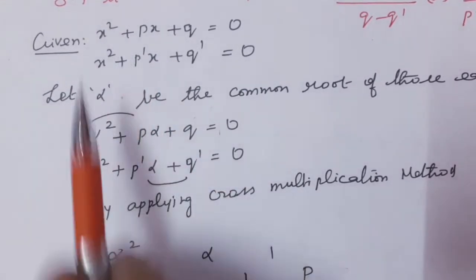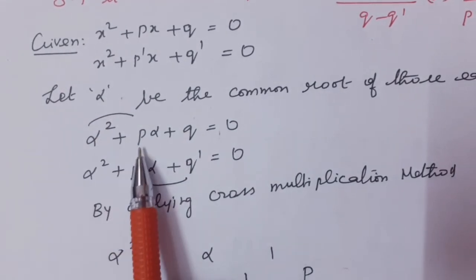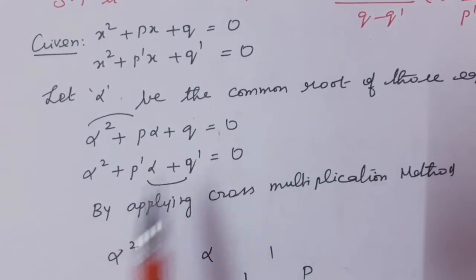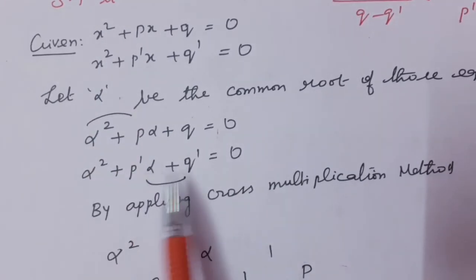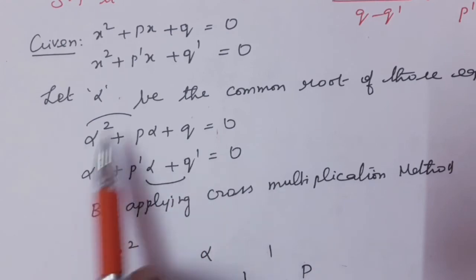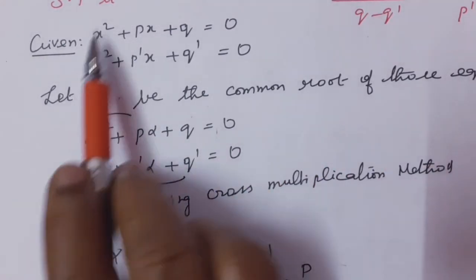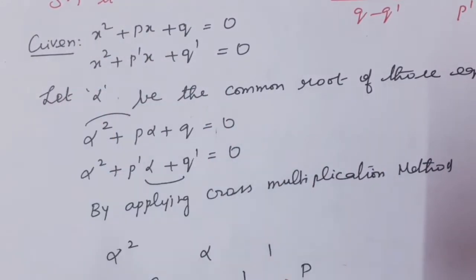Therefore, instead of x, you substitute alpha. Alpha square plus p into alpha plus q equal to 0. Again, alpha square plus p dash alpha plus q dash equal to 0. So alpha is the common root, and instead of x, you substitute alpha.